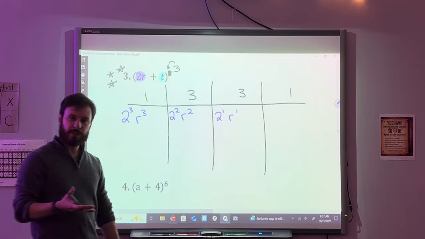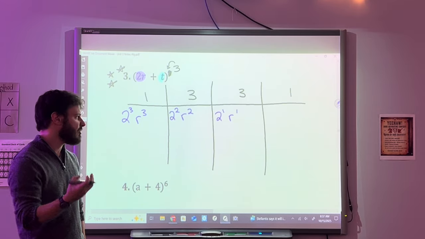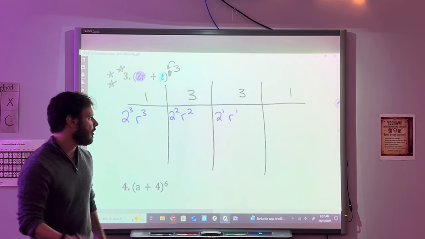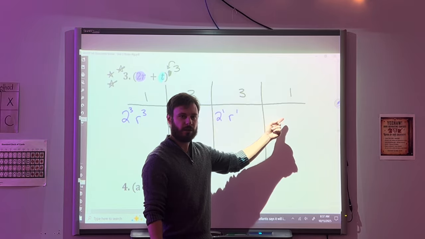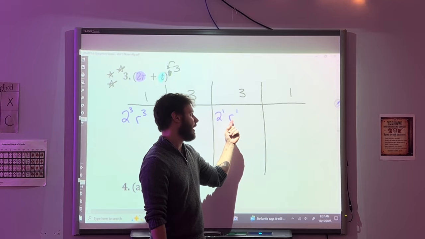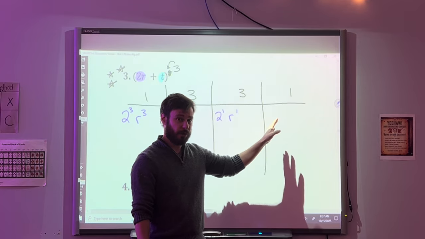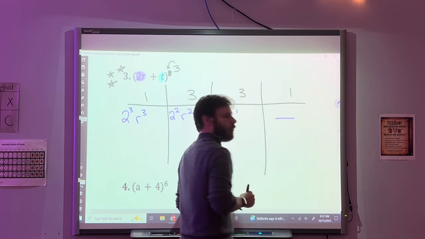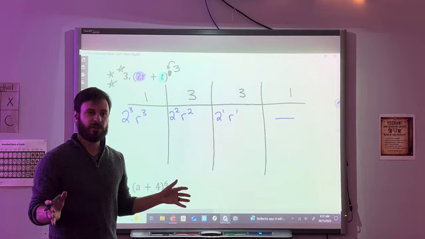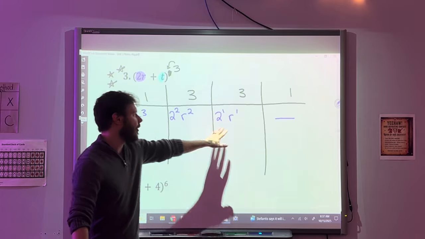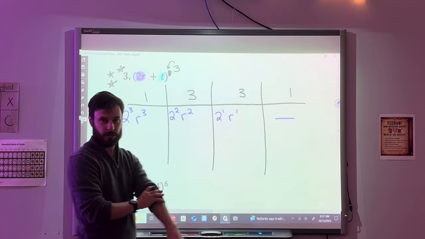And then eventually the next thing would be 0. So 2 to the 0 power is actually just 1. And r to the 0 power is actually 1, so this ends up just being 1 over here. We don't really need to write a 1. We can just put a blank. 3, 2, 1, we run out, leave it blank.